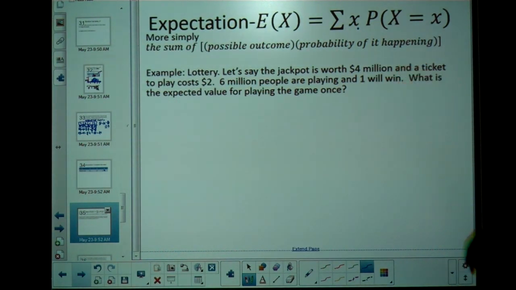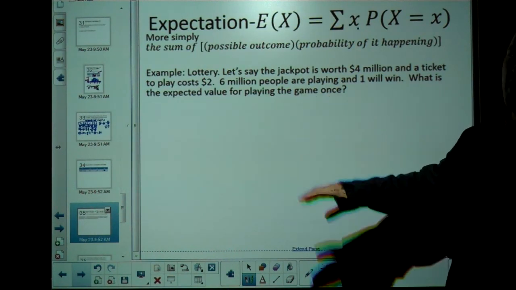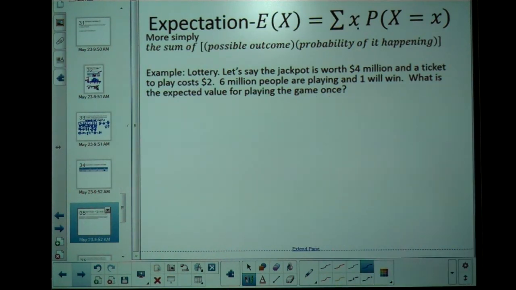In our situation, we have a jackpot worth $4 million and a ticket costs $2. Hey, that's not bad. $2 and you can win $4 million. That's like 2 million times your money. 6 million people are playing, only one will win. But one person will win. Someone's going to win. What we want to know is what is the expected value for playing the game one time. And so let's do that.